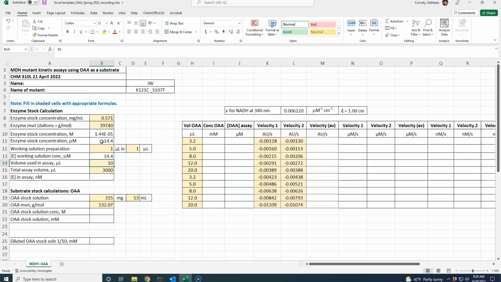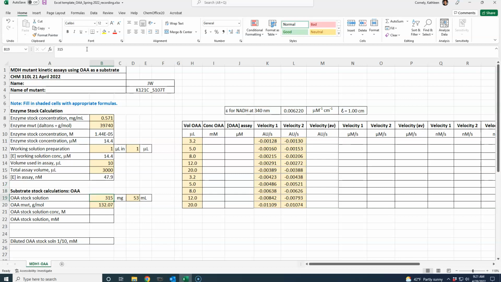So most of us used 10 microliters in the assay. If you used a different volume, you should record that there. And the final assay volume was 3 milliliters or 3,000 microliters. So that means we need to calculate the concentration of the enzyme in the assay in nanomolar. So we need to do a V1 M1 equals V2 M2 calculation. So if we use 10 microliters of an enzyme solution that's 14.4 micromolar, and then we divide by the total volume, that's the value that we would get in micromolar, but we want to multiply by 1,000 to get this value in nanomolar. And we're going to use that later when we calculate the K observed. So it needs to be in nanomolar.